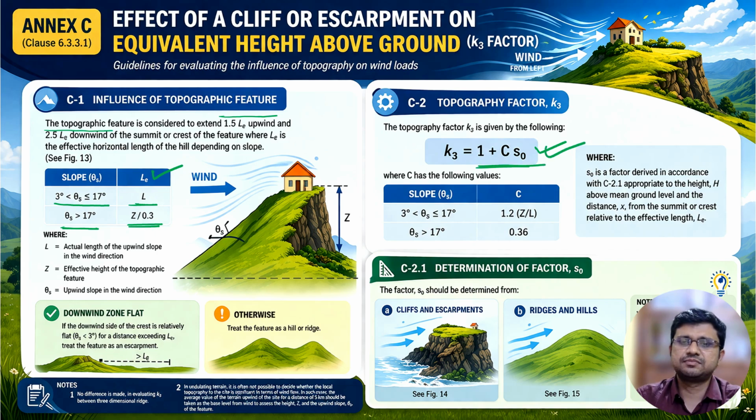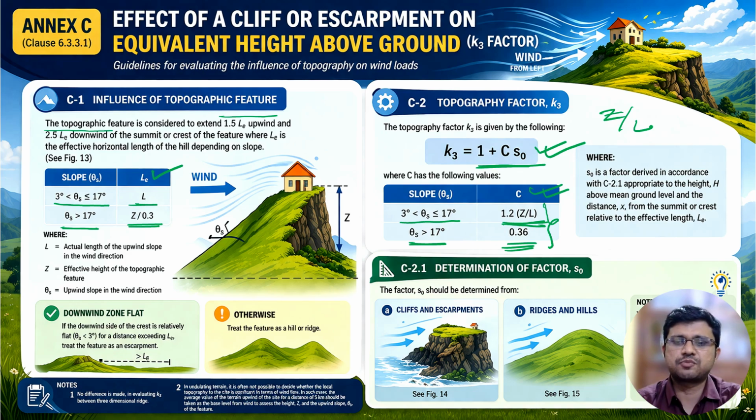1 plus C into S0, where what is C? I have already mentioned that C depends on the tan value of slope. So if the slope is in between 3 to 17 degree, the value of C will be 1.2 into Z by L. And if the slope is greater than 17 degree, for greater than 17 degree we will consider the value of tan 17 degree. So tan 17 degree is 0.3. So it will be 1.2 into 0.3. So it will be 0.36. So the equation of K3 is K3 equals 1 plus C into S0.